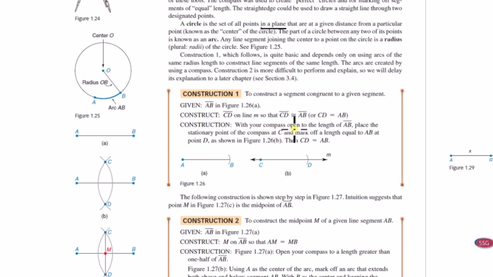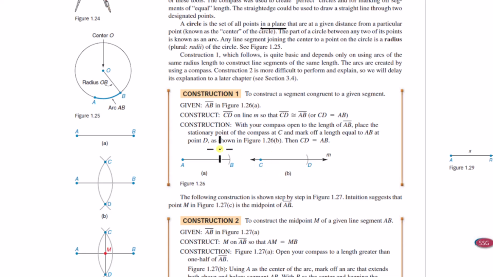With your compass open to the length of segment AB, place the stationary point of the compass at C and mark off a length equal to AB at point D. Okay, so what are they talking about here? I guess they're saying you don't have to measure this with a ruler. You can take your compass, put the stationary point at A, adjust it to where the pin is going through B, and then tighten down the screw. Now pick up the compass, put the stationary point at C, and draw the same length. So now you have equal lengths. That's instead of using a ruler, you could do it this way.